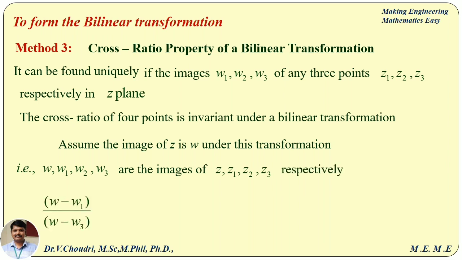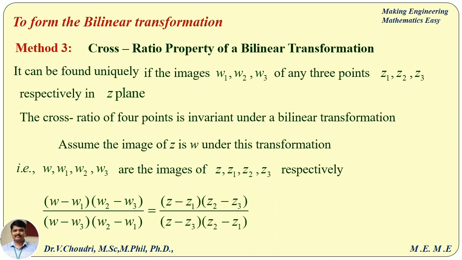Therefore, the formula becomes (w − w1)/(w − w3) × (w2 − w3)/(w2 − w1). As per the invariance, the right side also comes the same with z: (z − z1)/(z − z3) × (z2 − z3)/(z2 − z1). Now, we can easily remember the formula. See the numerator and denominator order: 1, 2, 3, 3, 2, 1.